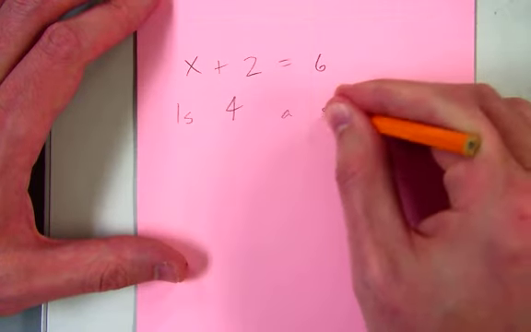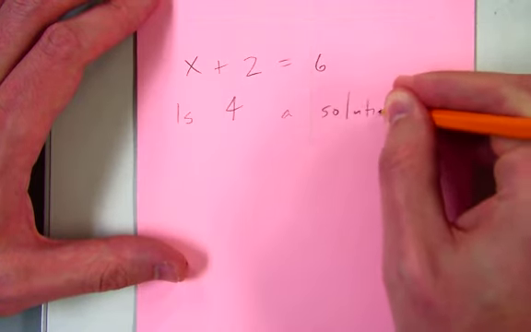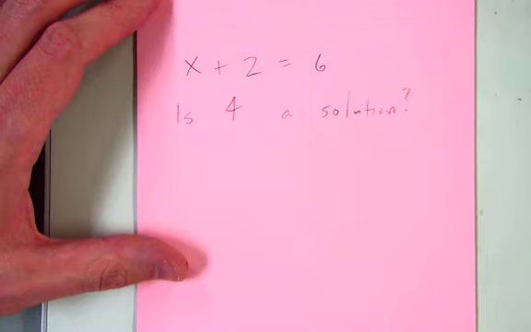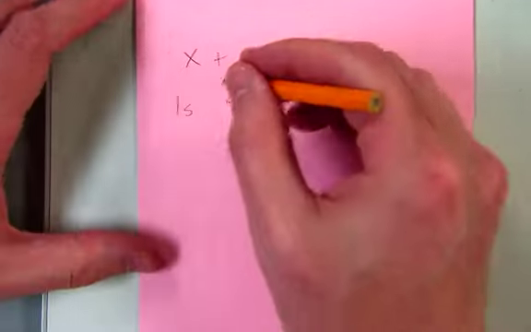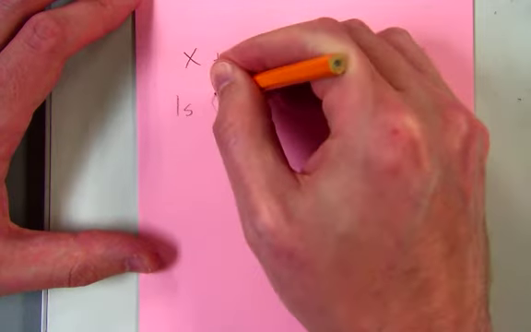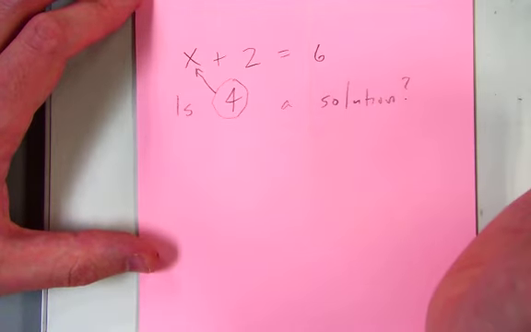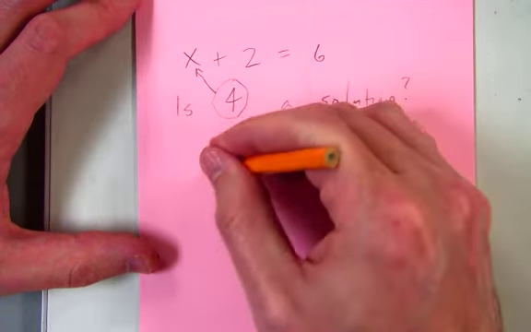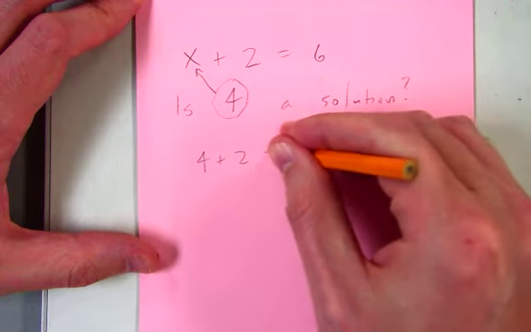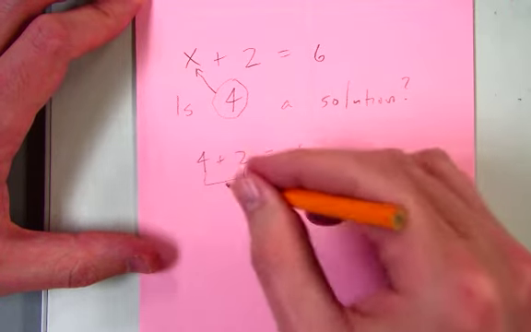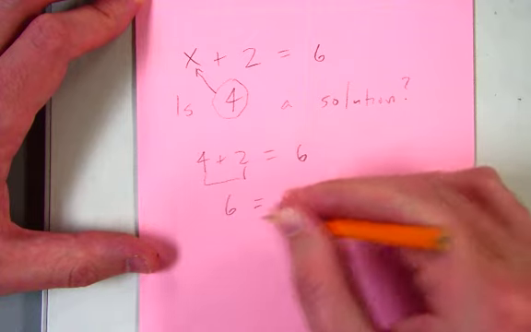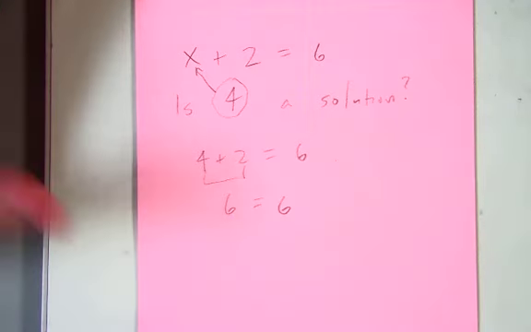4 a solution to this equation? So very easy to check this. All we're going to do is take this 4 and substitute it in for x in our equation. And then we're just going to simplify as much as we can. And these are like terms, so we can add those up. And we're going to see if we get a true statement or not.